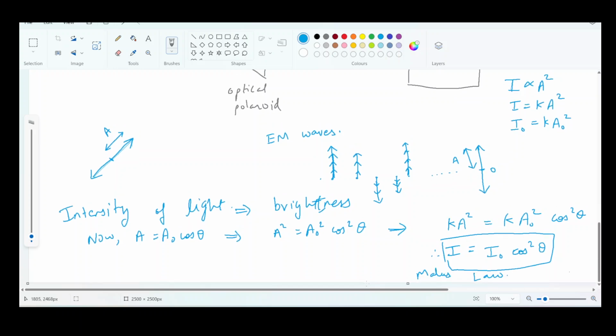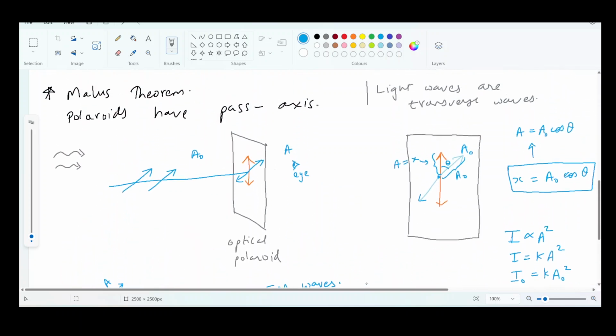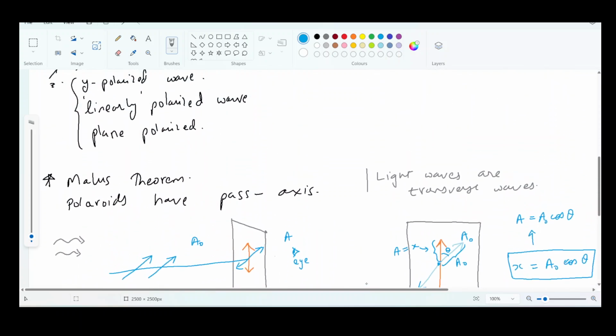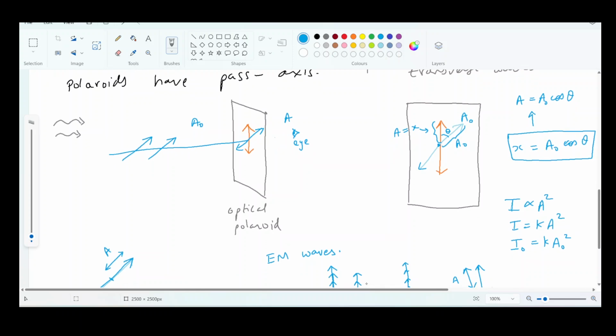So Malus theorem tells us that the intensity that comes out of the polaroid is given by this equation. It is the incoming intensity multiplied by cos square theta. So this is what we have as Malus theorem.